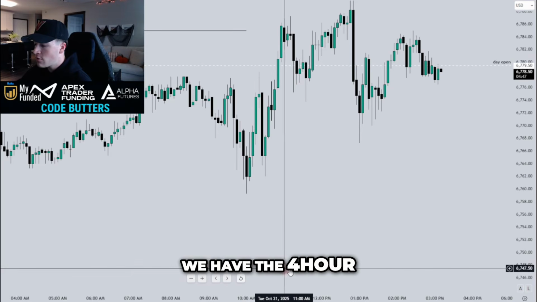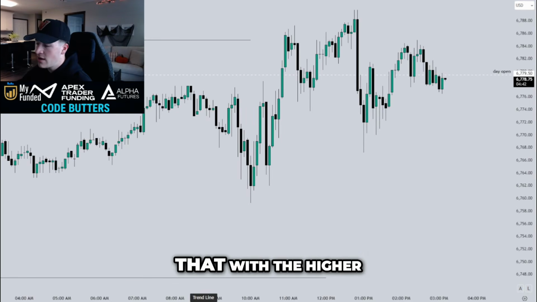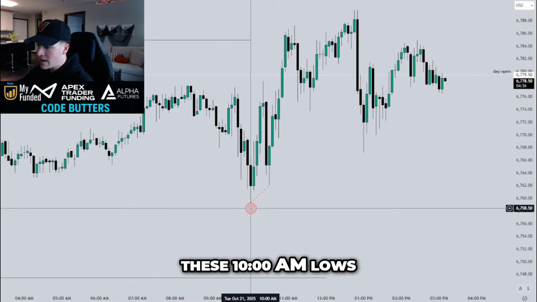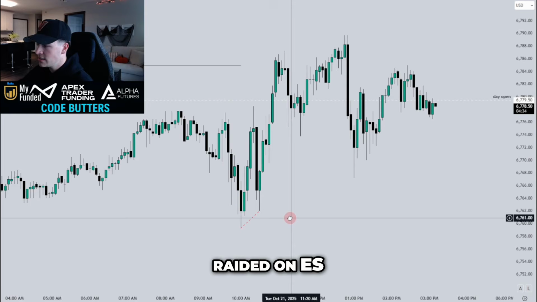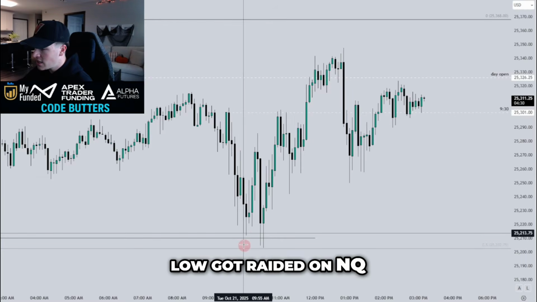We have the 4-hour resting with this high here. And if you align that with the higher time frame SMT, you can look at a lower time frame SMT here, in which we had these 10 a.m. lows that did not get raided on ES. Flip back over to NQ, the 10 a.m. low got raided on NQ.